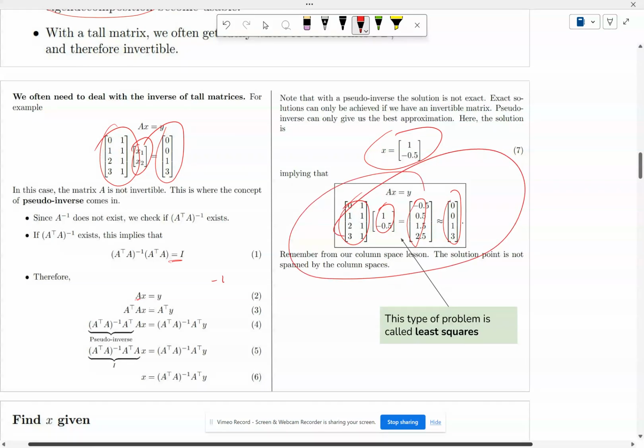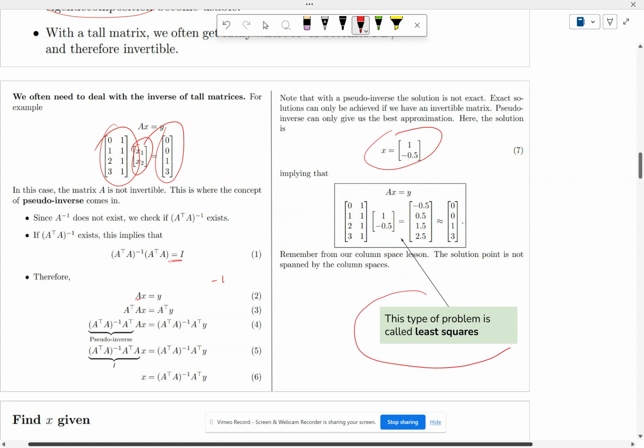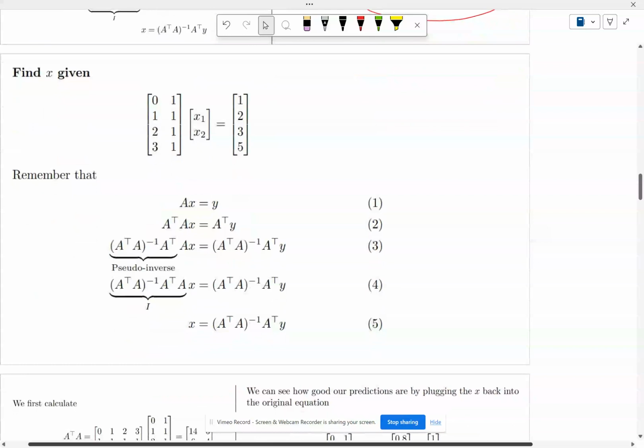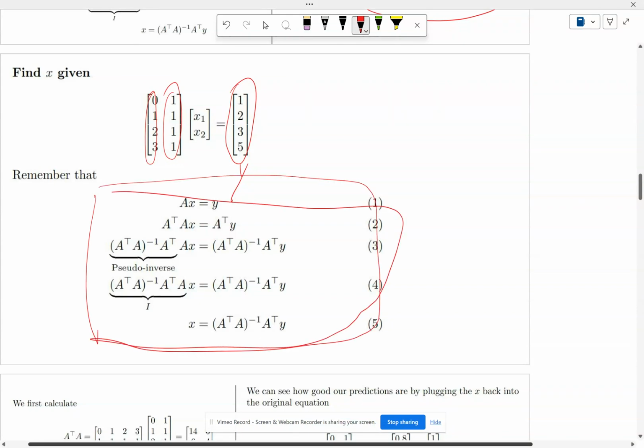Now, this kind of problem is a very famous problem called least squares. So here's the problem that we often need to solve. What's happening here is we want to find x1 and x2, but y is not in the span, and therefore you will need to essentially do a projection first. So we basically went through this whole process to show that if you project y onto the vectors of A, then you can multiply it by the inverse and get x back.